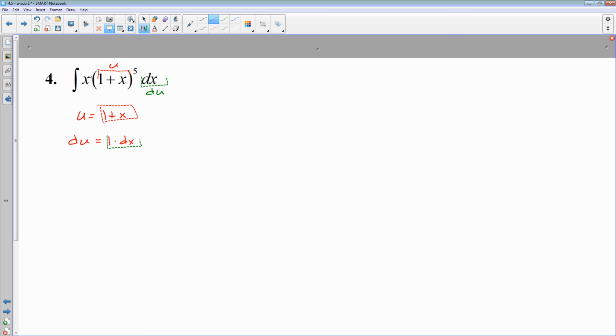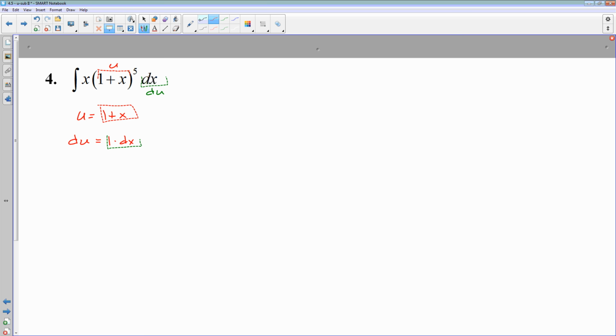I do suppose if you wanted, you could completely multiply this out. You could do 1 plus x times 1 plus x times 1 plus x times 1 plus x times 1 plus x, that's to the fifth power, and expand that out, but that'd be a pain. Not hard, just incredibly lengthy and troublesome. So I'm going to try to make this work.